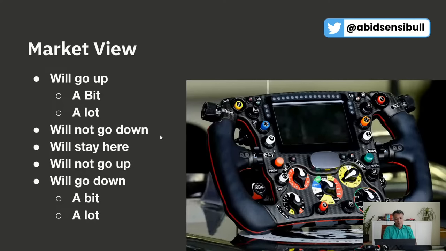So the market will go up. It can be a little bit of going up, or it can be a lot of going up. It can be a little bit of going down. It can be that it will stay here, it will not go up, will not go down. It will be going down a bit, going down a lot. So right off the bat, we know that there are around 7-odd ways of doing this, right? But then is that it? Or is there more to this? It is a question which we can legitimately ask, right?